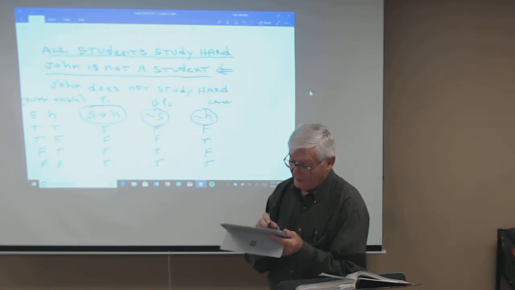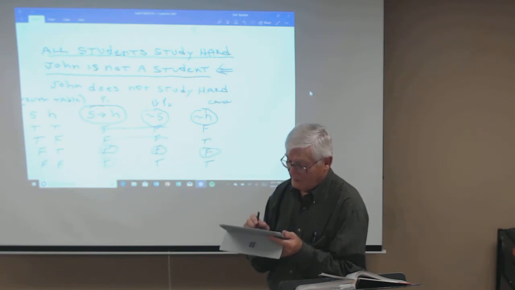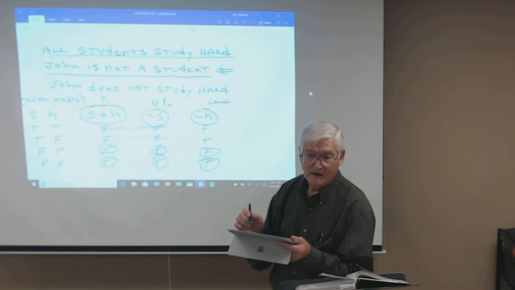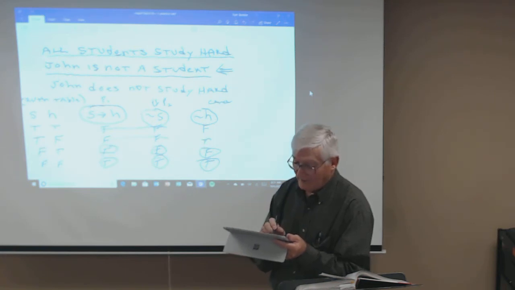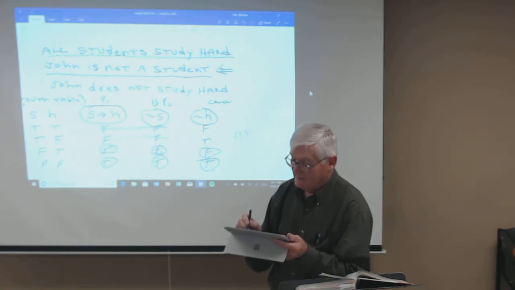So we cross out this one because it's true and false. False and false. Ah, here we go. True and true. Whoops, F. And then true and true and true. So is this a valid argument? No. Because every place the two premises are true, the conclusion has to be true. So it's only true half the time, so this is invalid. Follow that one?